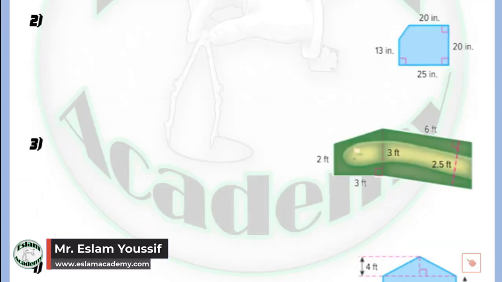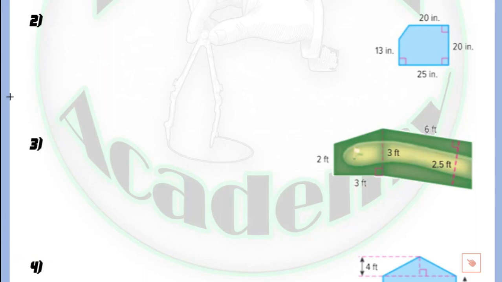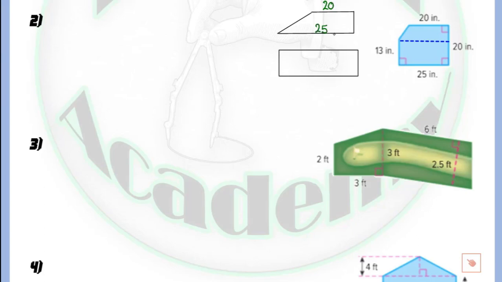In question number 2, we need to find the area of the shape. If you look at the shape, you will find that we can divide it horizontally. And we have now a trapezoid and a rectangle. So we can graph the two of them. Now for the trapezoid, we have the first base equal to 20. And the second base is equal to 25. For the rectangle, the length will be equal to 25.